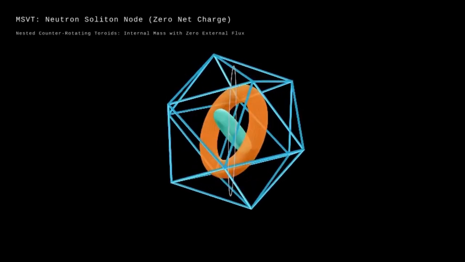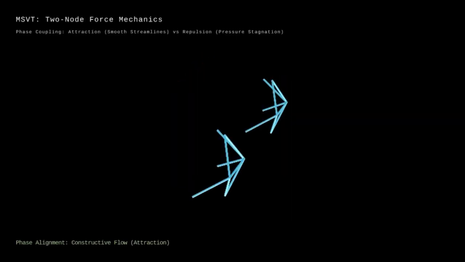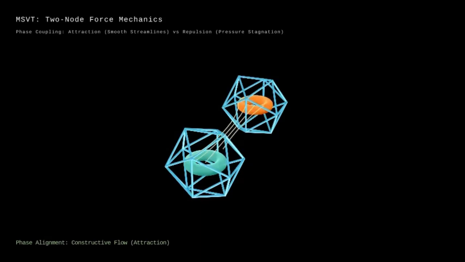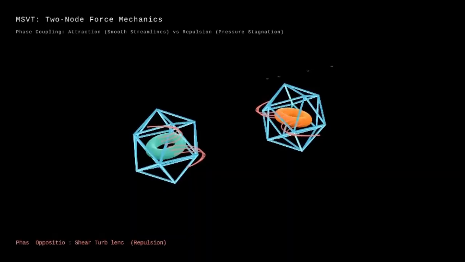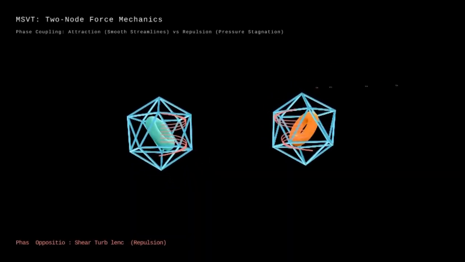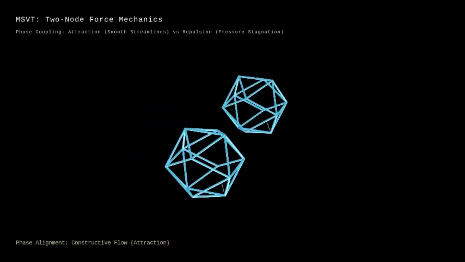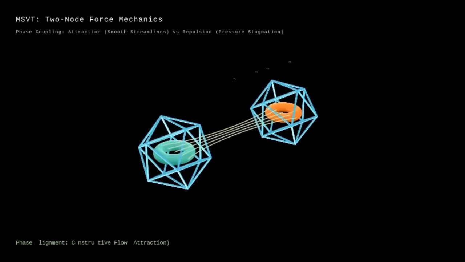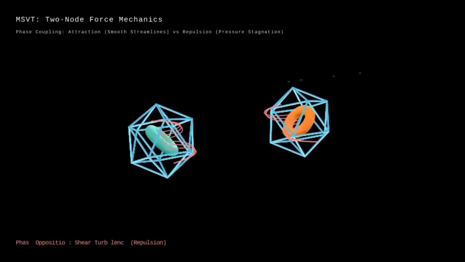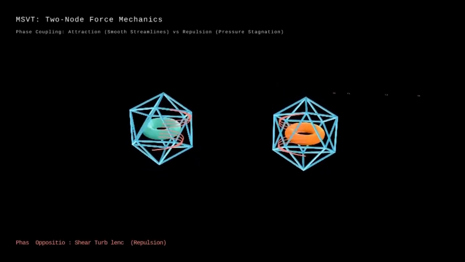Matter and space are made of the same fluid medium. Forces are simply hydrodynamics in action. Electrostatic attraction occurs when adjacent nodes spin in phase alignment, creating a low-pressure Bernoulli suction channel between them. Repulsion occurs when opposing spins clash, creating shear turbulence and high dynamic stagnation pressure.